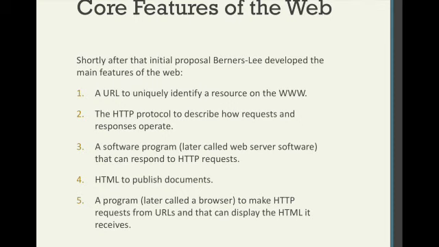The first was that it should contain a uniform resource locator, or a URL, to uniquely identify a resource on the World Wide Web. Then the Hypertext Transfer Protocol, or HTTP, should be used to describe how requests and responses for the resources will operate. The third feature is the use of a software program, which was later called web server software, that can respond to HTTP requests. Then the hypertext markup language, or HTML, in order to publish documents.